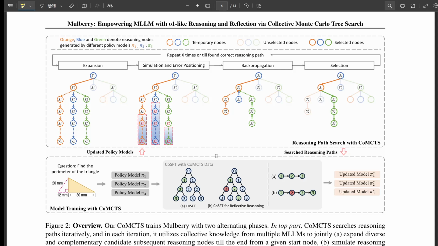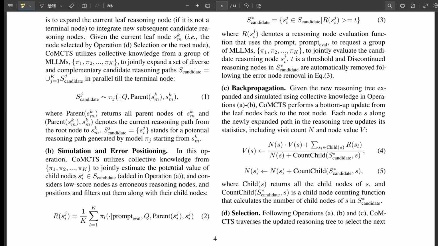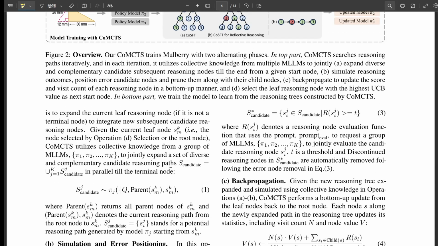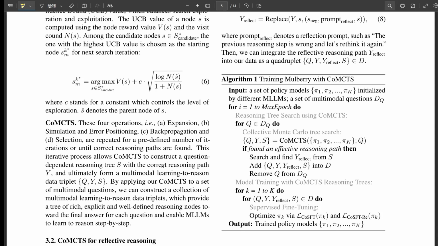So, okay, we have this massive data set of questions and reasoning trees. How do we actually use that to train the Mulberry models? How do we get the AI to internalize this whole step-by-step reasoning process? So that's where this idea of collective supervised fine-tuning comes in. We use two main types of training. One is called LCO-SFT, which focuses on learning from the correct reasoning paths.